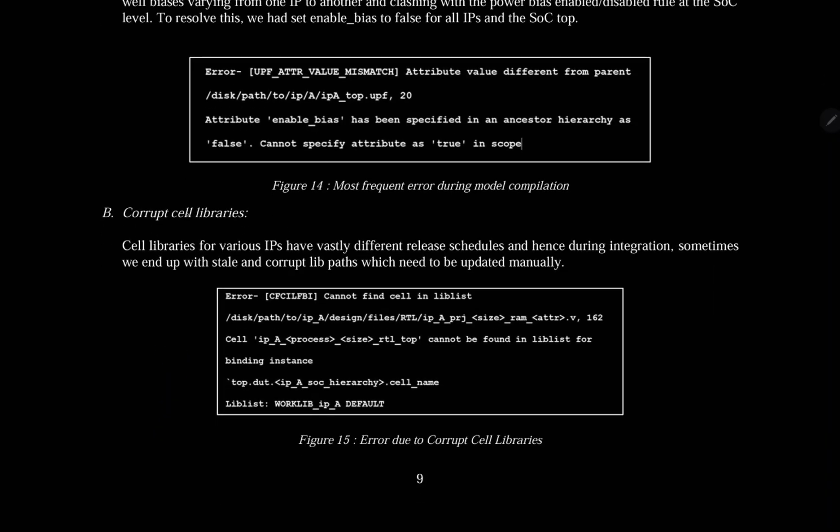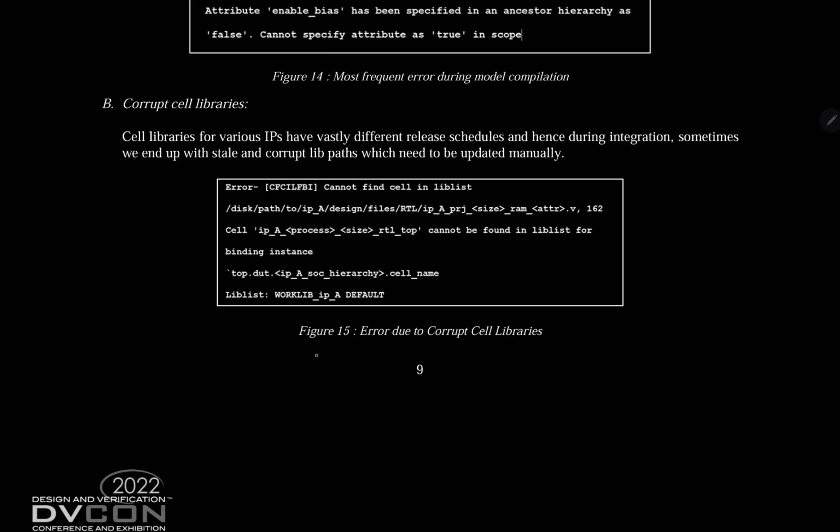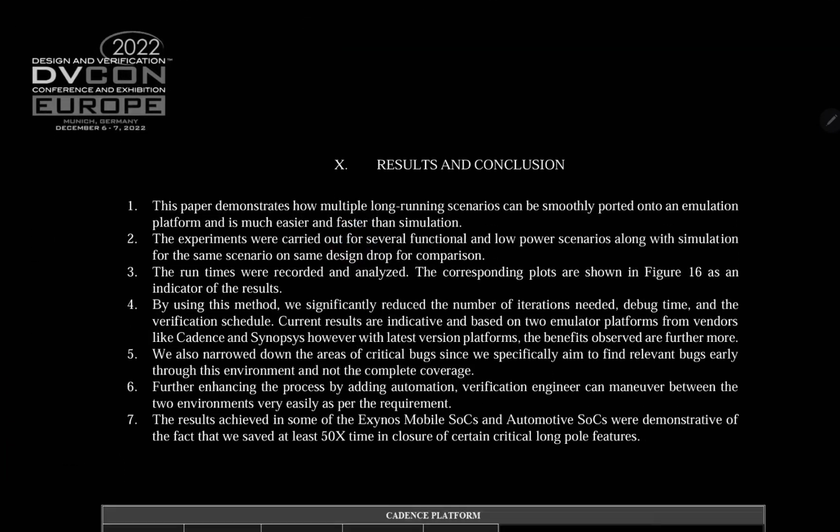C. Corrupt cell libraries. The cell libraries for various IPs have vastly different release schedules and are enhanced during integration, and sometimes we end up with stale or corrupt library paths, which need to be updated manually. So that is Figure 15: error due to corrupt cell libraries.